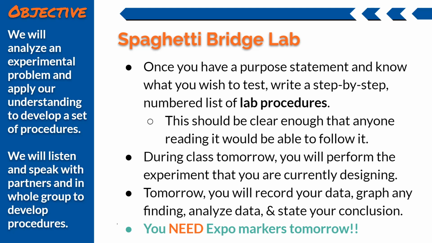But I need a step-by-step list of numbered lab procedures. That is what you are working on right now. It should be clear enough that anyone reading would be able to follow it. Write it so that like a 7-year-old could do your experiment. Okay, so very, very clear. During class tomorrow, you'll perform the experiment that you are currently designing. So you're writing it today, but you're not doing it until tomorrow.